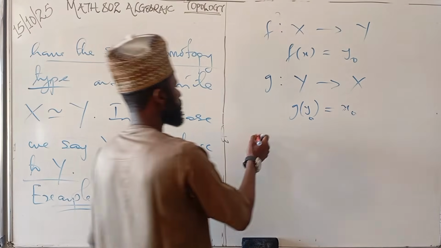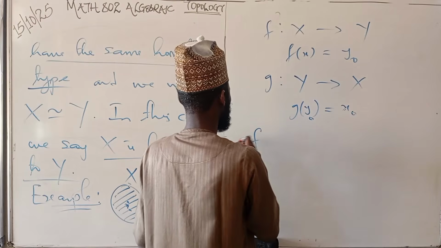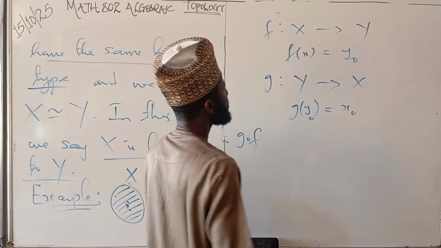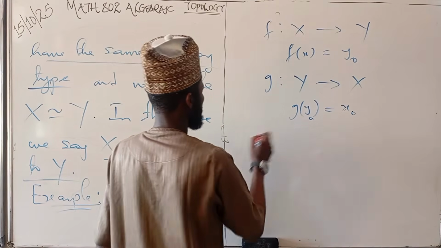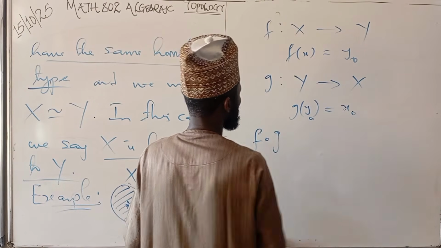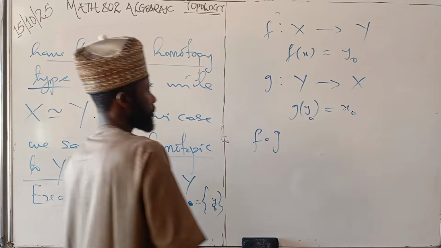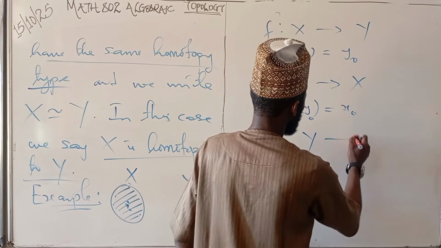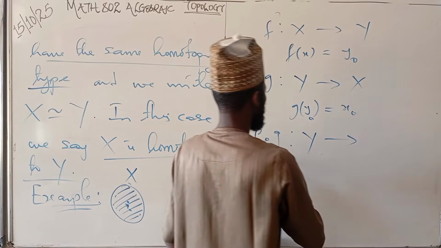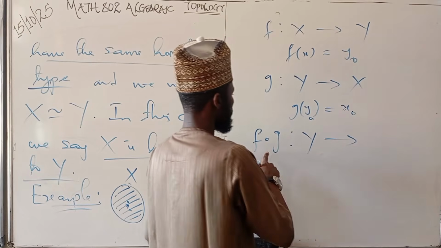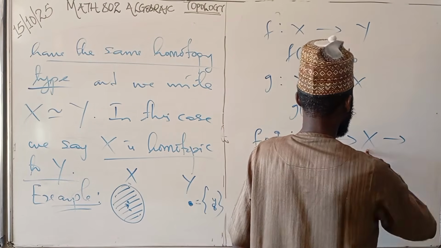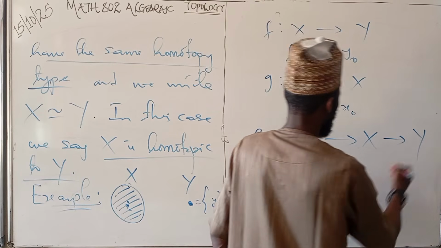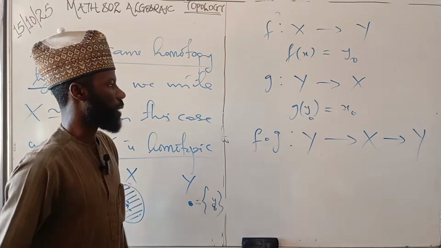But what happened to F composite G, and G composite F? Let me start with the other one, F after G. This F after G will be a map from Y to where? First of all it is from Y to X, and next is from X to where? To Y. So it is a mapping from Y to Y.